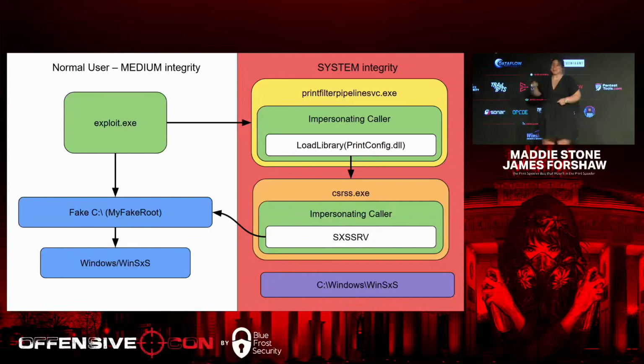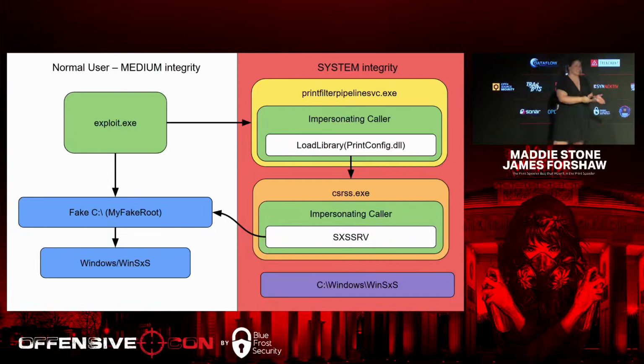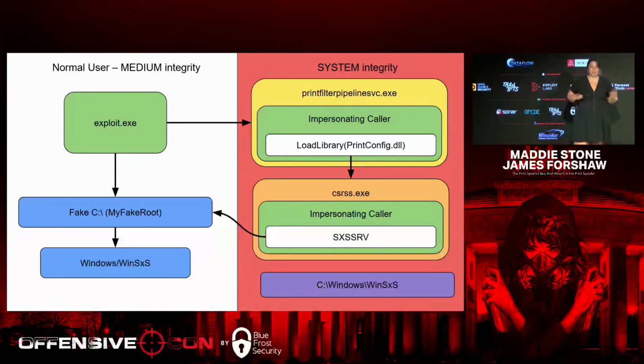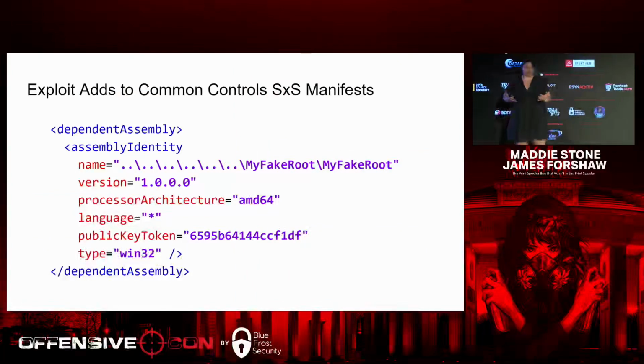But side-by-side service has not had that same fix as load library did in 2015. So side-by-side service, when it's looking for this manifest, is going to in fact use the impersonated C drive, and thus whatever manifest the user wrote into that myFakeRoot folder. And so what the exploit did is it took the legitimate side-by-side manifest that print config depended on and added this extra block in there, a dependent assembly.